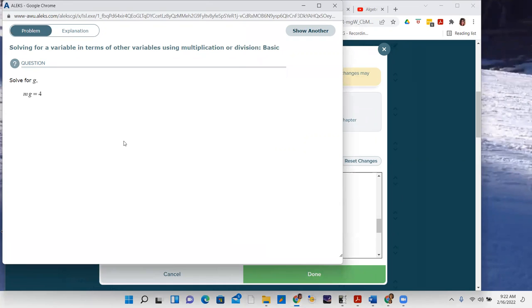And then we can use multiplication or division also. So to solve for g, again, we want the g by itself. So even though we have an m in front, it would be just as if we had this. Right here, you would divide both sides by the two to cancel the two. And then 4 over 2 is 2.